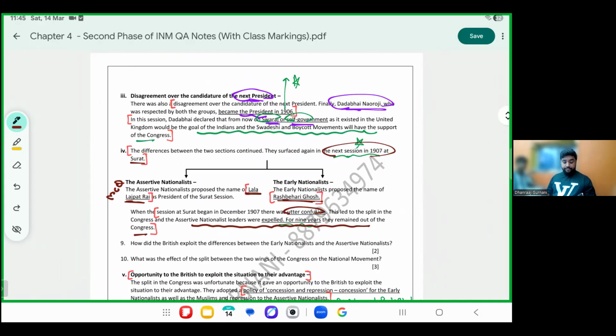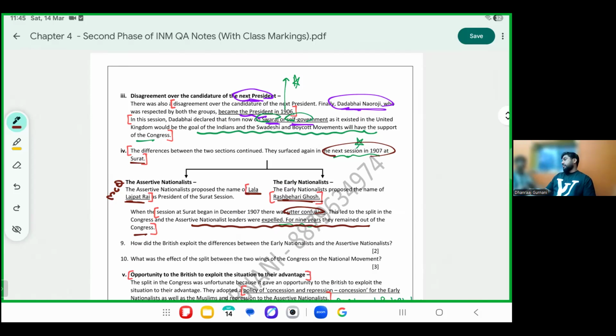Dadabhai stayed in London for a good amount of time. Other leaders also had support and had traveled the world. They were more experienced. They were more wealthy. One more very important point. Okay, that's right, they had the support of the British. One important point why the early were not removed and the assertive were removed. You already studied this last class.